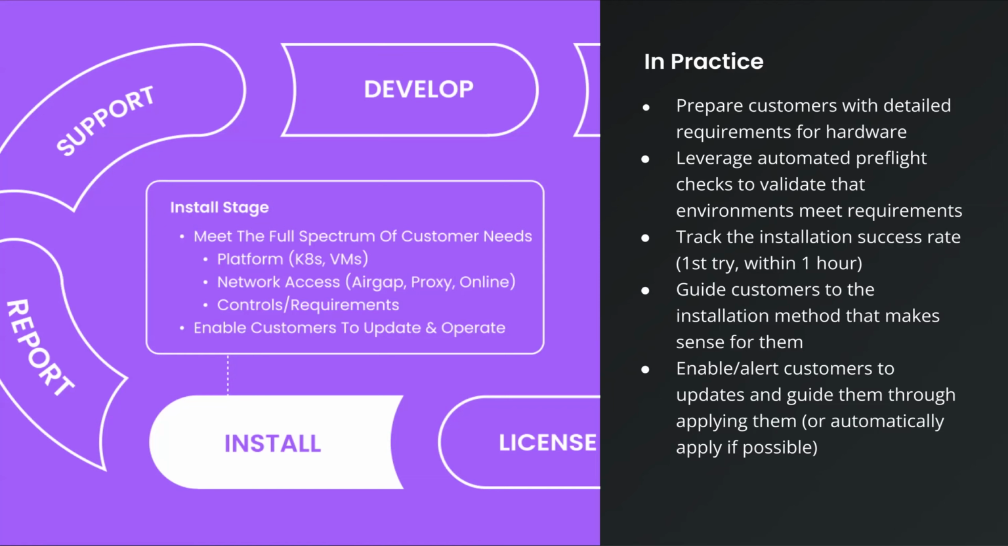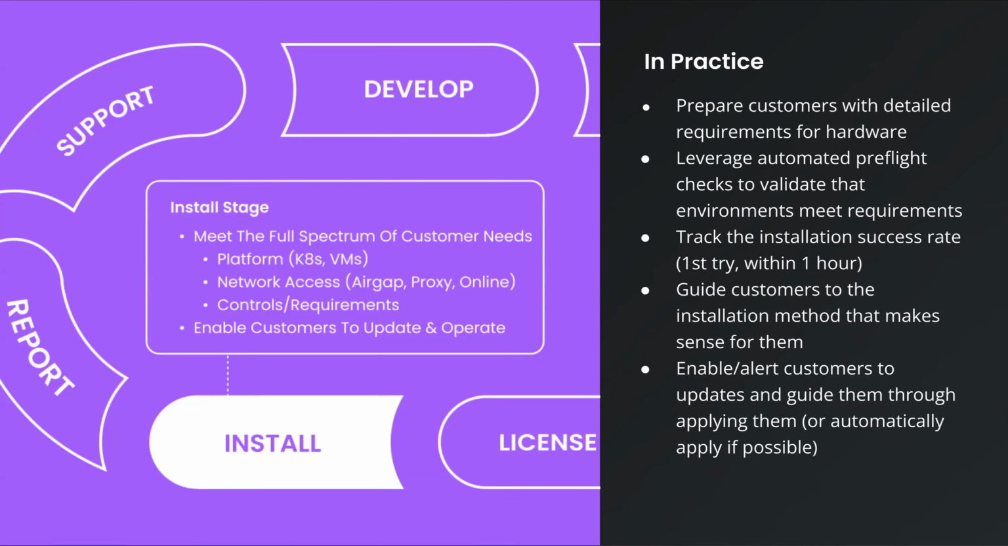So in practice, this means there's a lot to do here. I think it starts with very clear communication to customers about what are the requirements for hardware or for network, for IOPS, for anything, right? You want to be explicit about what your application requires. And then you want to use automated pre-flight checks to validate that the environments they are supplying actually meet those requirements, right? So I can tell you how many times a vendor has tried to do an installation or a customer tried to do an installation, and the problem was they provisioned too little disk space, right? Most of the time, you should be able to check that in a pre-flight check before they get too far down the path.